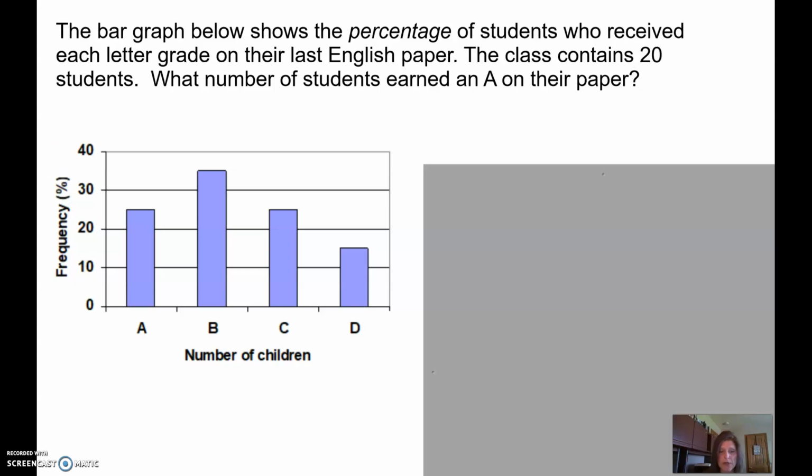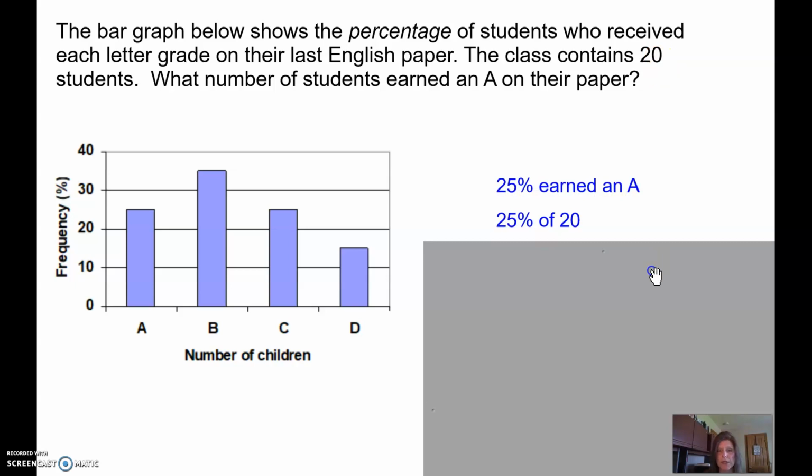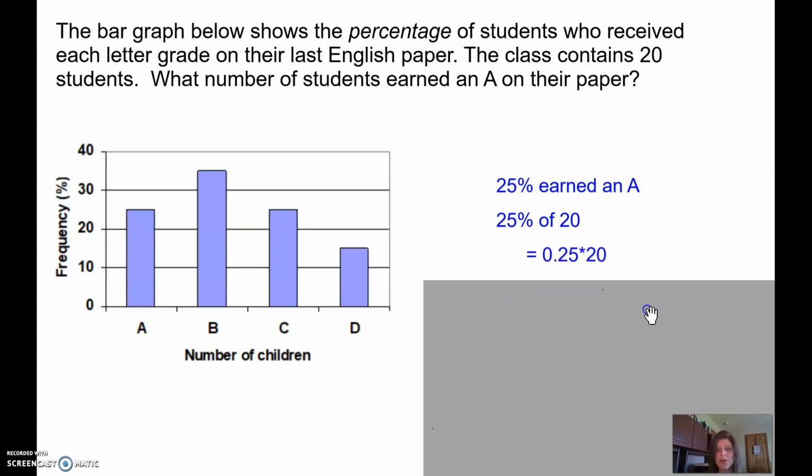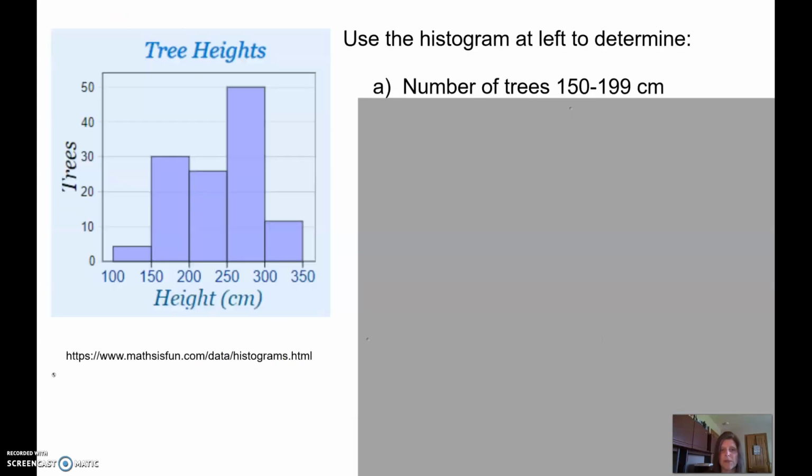And the question is, what number of students earned an A on the paper? So we're going to look down here and find our category A. We're going to look up to see how high the bar goes, look over and recognize that's probably about 25%. We'll call it 25%. So we want 25% of our 20 students, right? 25% earned an A. We have 20 students in the class, so 25% of 20, which means I'm going to multiply, and I'm going to get an answer of 5 students.